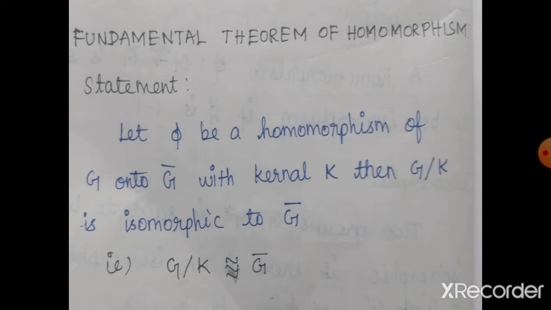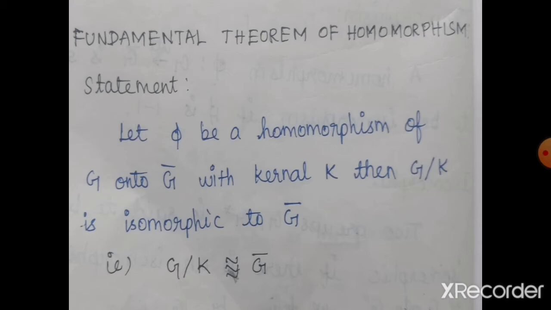So listen, the statement is: let phi be a homomorphism of G onto G bar with kernel K, then G by K is isomorphic to G bar. That is, G by K is isomorphic to G bar. Here it is given that phi is a homomorphism of G onto G bar. Therefore we consider the mapping phi from G onto G bar. Next you have to show that G by K is isomorphic to G bar. So we assume a mapping psi from G by K to G bar. That is what we have to show is an isomorphism.